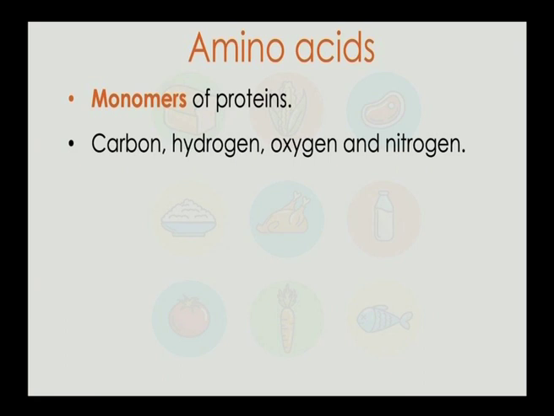Amino acids. These are the monomers of proteins. If you have difficulty in getting the idea of monomers, please recall my simple analogy of individual links coming together to form the entire chain. The individual links can be thought of as the monomers, while the entire chain can be thought of as the polymer. So these amino acids are the monomers of proteins. These are organic acids composed of carbon, hydrogen, oxygen, and nitrogen.